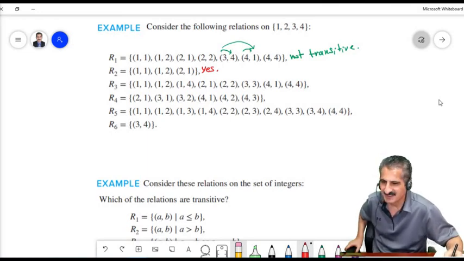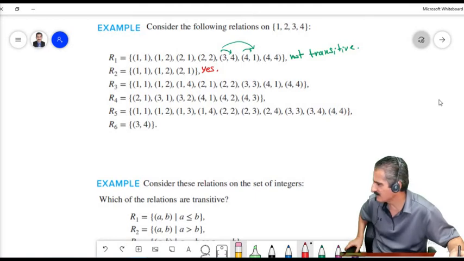Okay. What about R3? Is it transitive? 1 is related to 2, 2 is related to 1, so I get 1, 1, 1 to 4, 4 to 1, then 1, 1, 2 to 2. Okay, what do you think? R3, is it transitive? No?